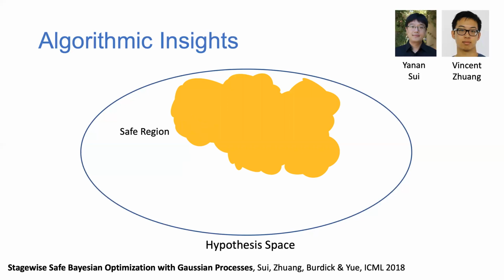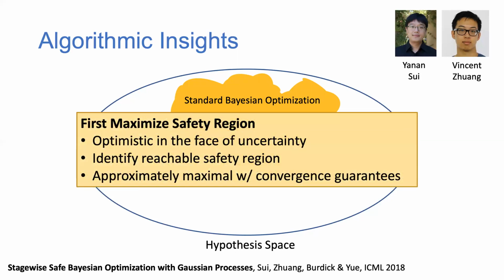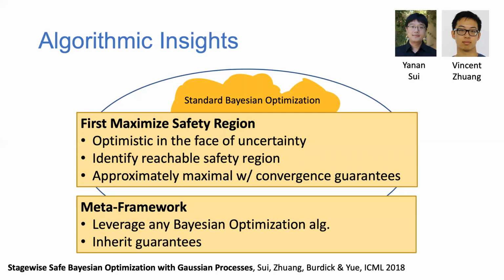And this process happens until we've maximally expanded the safety region as much as possible from our initial safe point. And then inside this safety region that we've expanded, we can apply any Bayesian optimization algorithm that you want inside this region. GP-UCB, Thompson sampling, whatever you want to do. So that's the idea. We first maximize the safety region, and we do so by being optimistic. And then we identify the maximal reachable safety region, and then we can run any standard Bayesian optimization algorithm inside this safety region, and whatever convergence guarantees they have, this whole algorithmic framework can inherit.